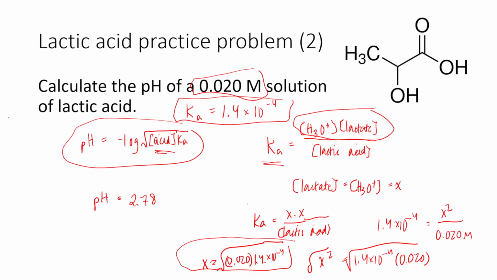Why does concentration matter? I mean, the more acid you add, the more free protons you can make, and the more you'll lower the pH. It'll be more acidic. If you have a high concentration of acid, the pH is probably going to be lower. If you have a low concentration of acid, the pH will probably be a little higher.